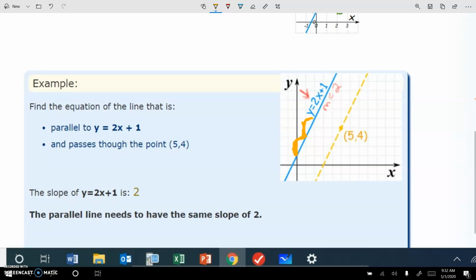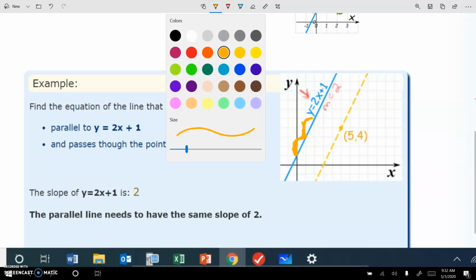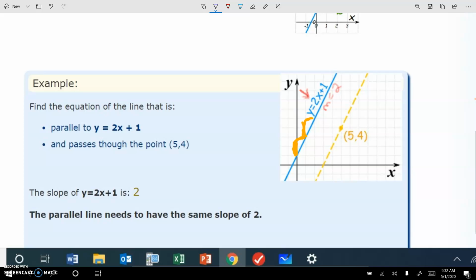Now what I want to do is make sure that the other line has the same slope. This one doesn't have the equation of the line written, so we are only going to count. If I go up 2 over 1, up 2 over 1, up 2 over 1, I keep running into that line. That means the slope of this line is 2. This happens whenever you have parallel lines, and the reason is because they have the same steepness. In order for the two lines to never meet, they must have the same steepness.